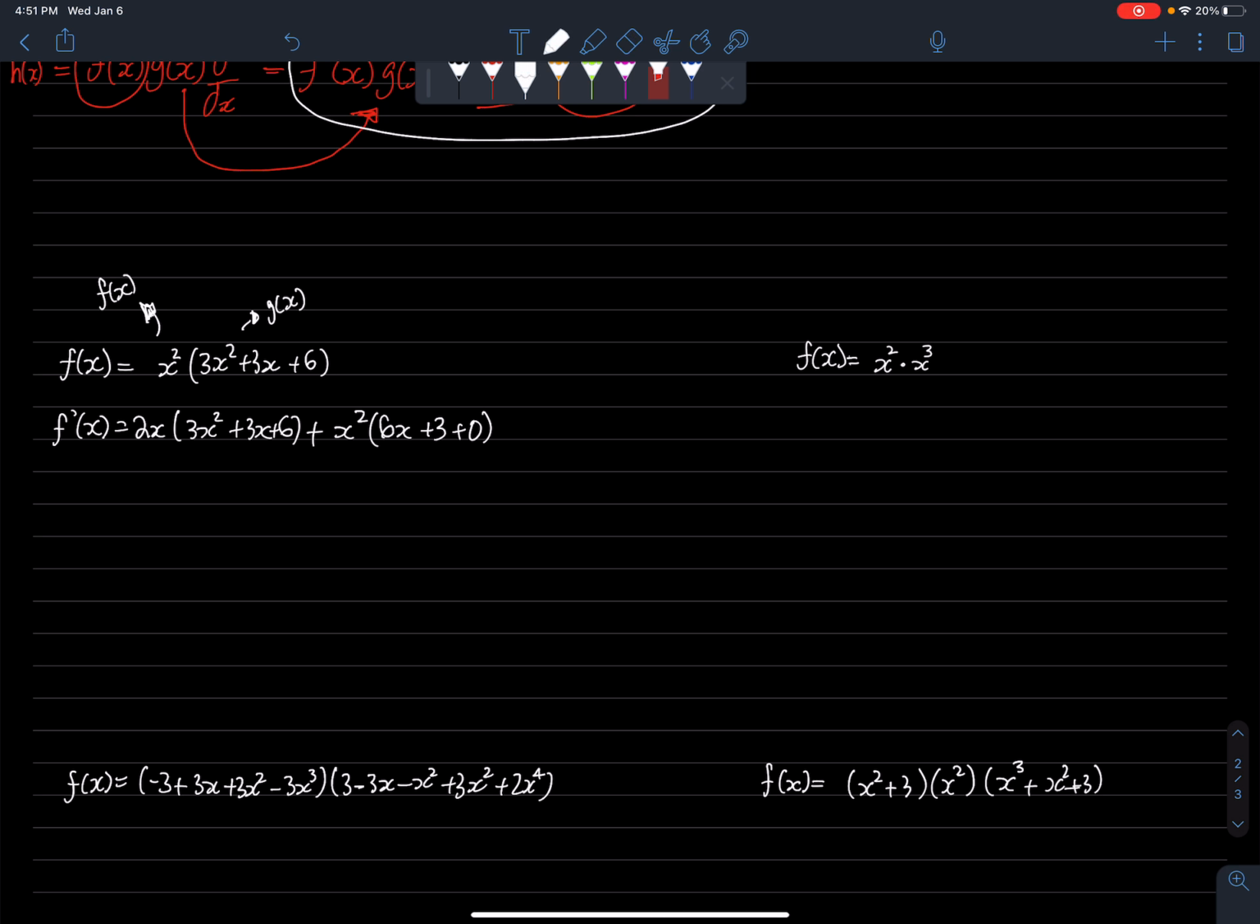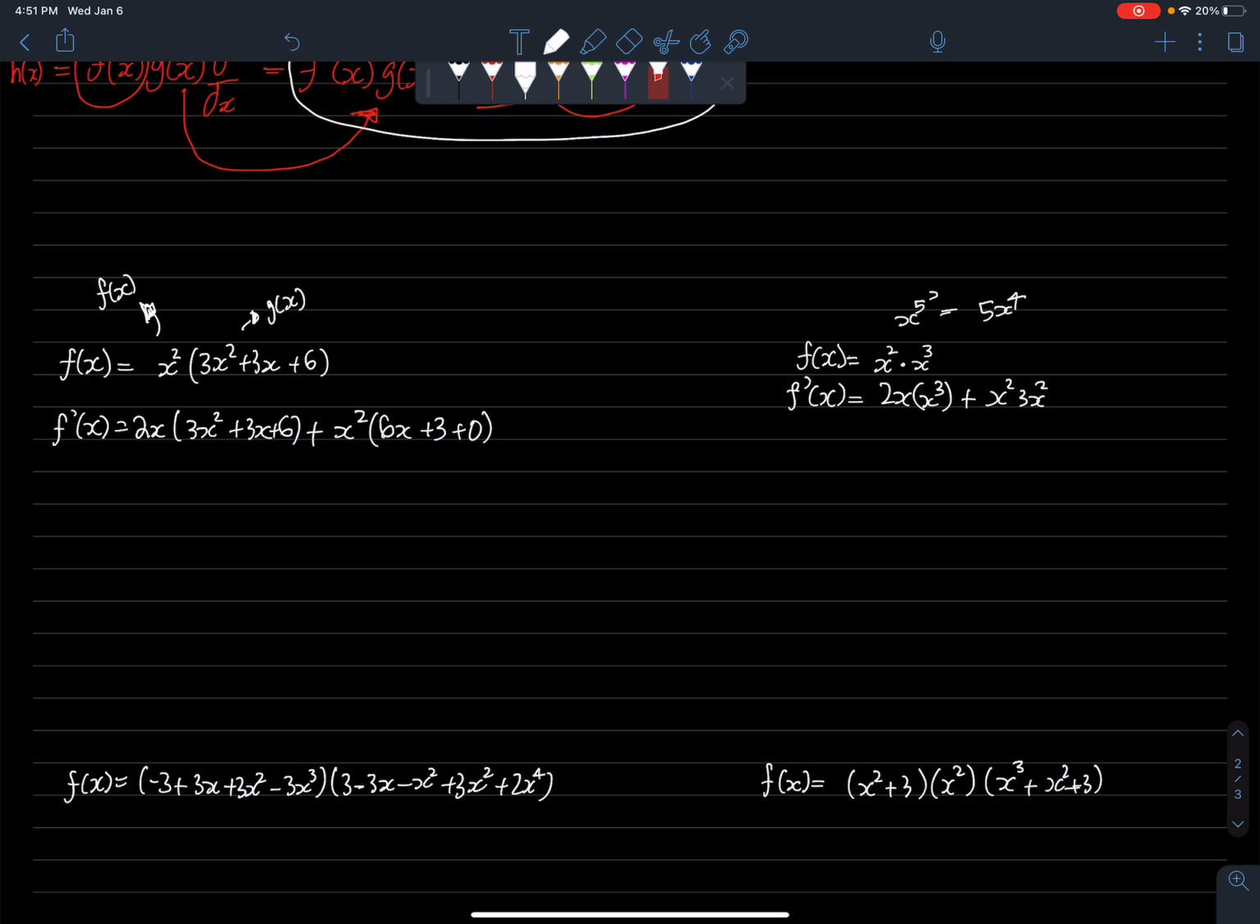Next one. So this is what I meant. It is easier for you to just multiply this in. So if you just multiply it in, it'll just be x to the 5, right? And then the derivative of that is just going to be 5x to the 4. Or you could do product rule if you want it to be difficult. So it'll just be 2x times x cubed plus x squared times 3x squared. So did I do that right? Yeah, I did that right.